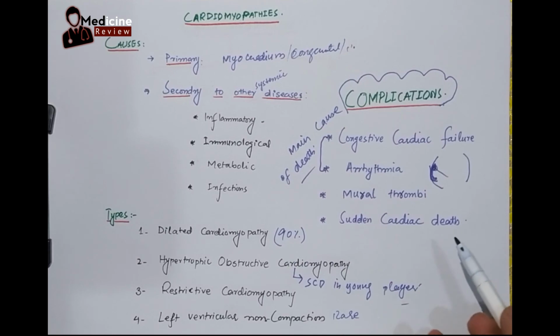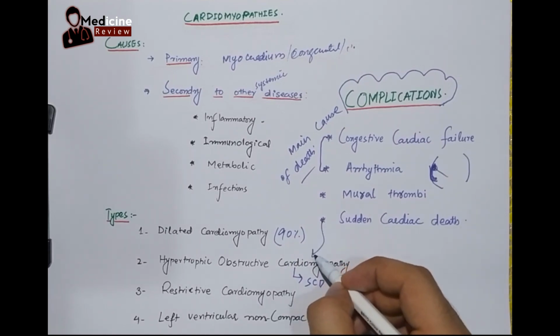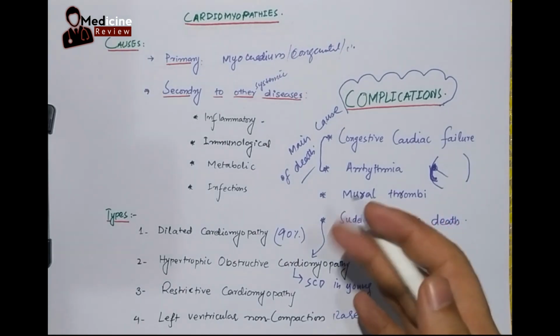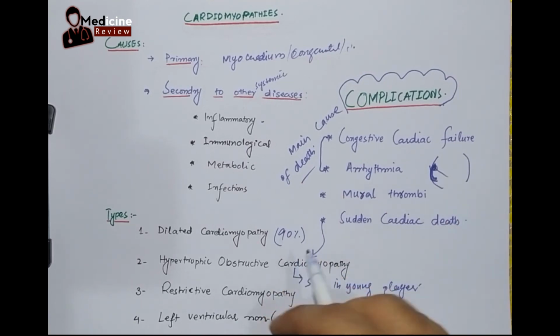Another is sudden cardiac death, and sudden cardiac death is most commonly seen with hypertrophic obstructive cardiomyopathy. These types I will discuss in detail one by one in my upcoming videos.